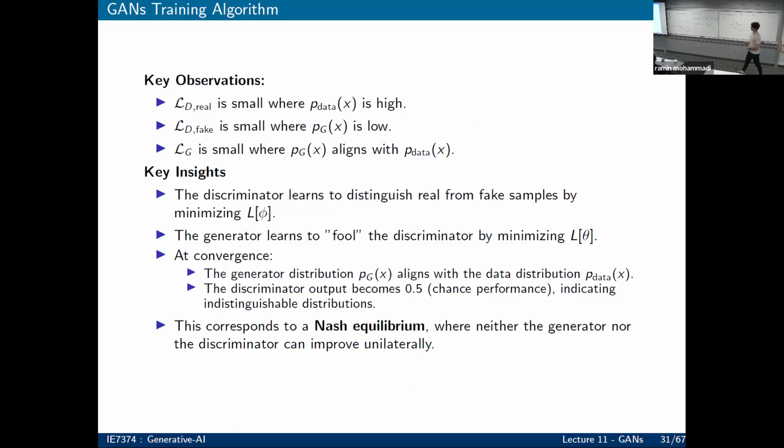The loss for the real data is small if you give a high probability to a real data. That basically becomes high. The loss for the fake data is small if the probability that the discriminator gives to it is low. This is LG, for the generator, which is small if this one gets a high probability, technically. So you see they're working opposite of each other.